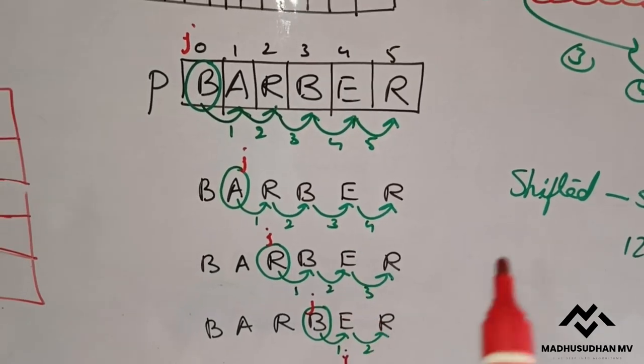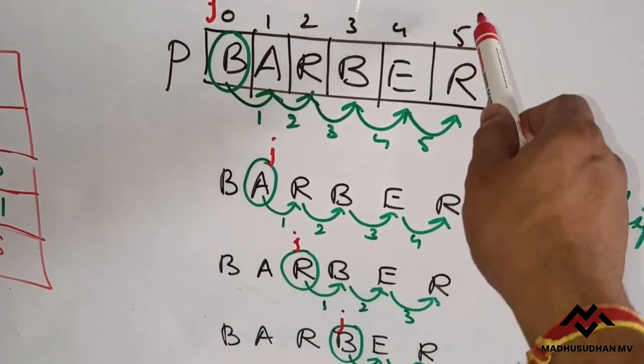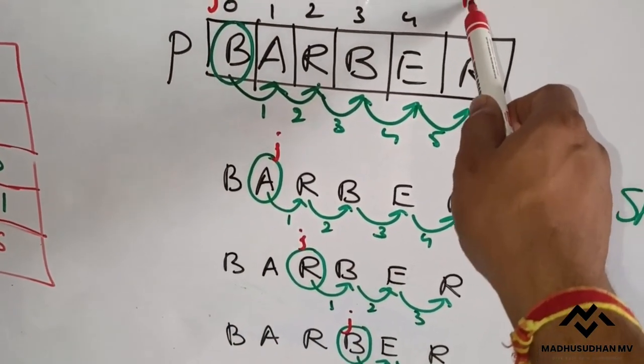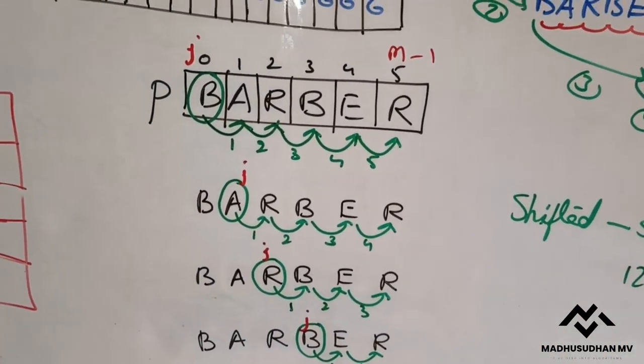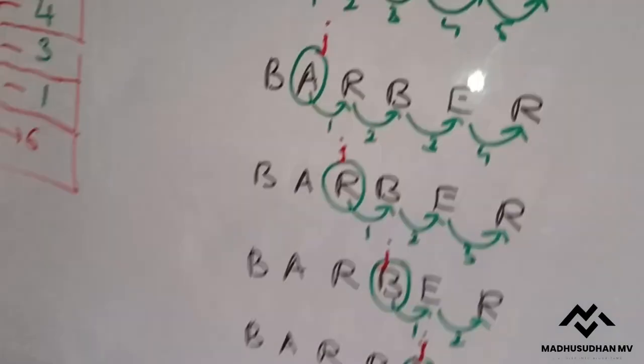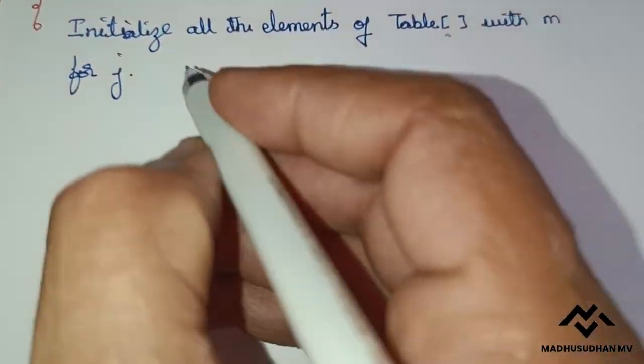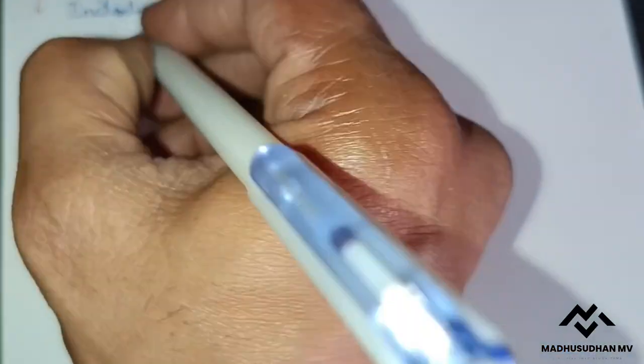Last but one character means what? This is a pattern of size m. The last one is m minus 1, so this is m minus 2. Up to that we need to stop. So we started j from what? From position 0. So I'll write for j equal to 0.